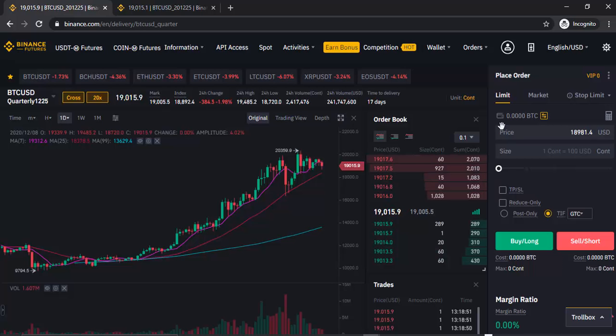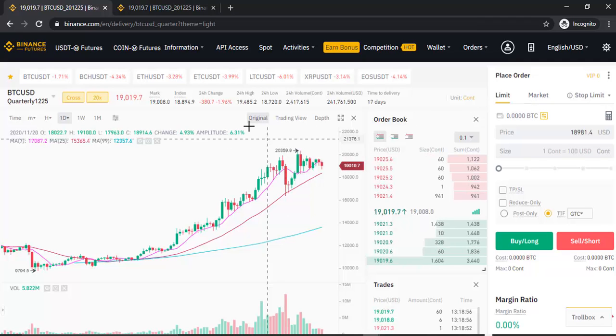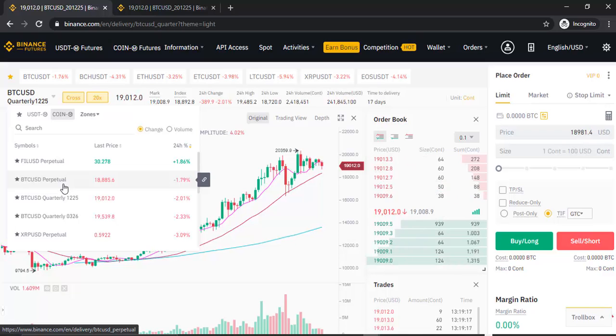Then here we are. You can change this to the light theme. Okay, so we are here on the futures market, and this is BTC USD. So basically we are trading BTC USD. These are the quarters. We are going to use the perpetual instead of quarters. The perpetual allows you to trade without a definite time for the contract to end, but with quarterly we have a definite time that the contract is going to end. So we are going to make use of the perpetual.